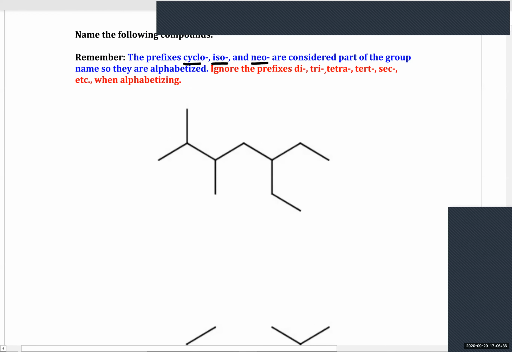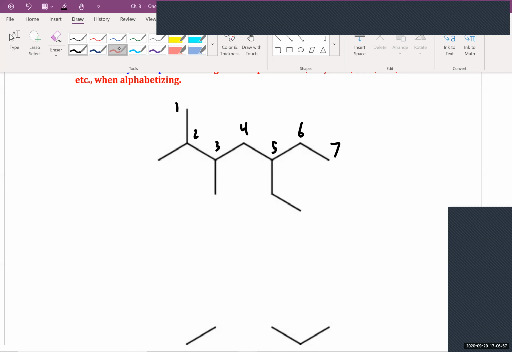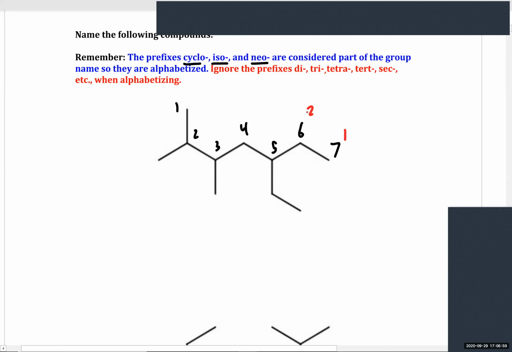So first, we're going to identify the longest chain. So 1, 2, 3, 4, 5. Now I have two choices, both of which have an equal carbon length. So I'll just count down one of them arbitrarily. So I have my first method of counting. Let me count in the opposite direction down the chain. And let's note the substituents at each position.